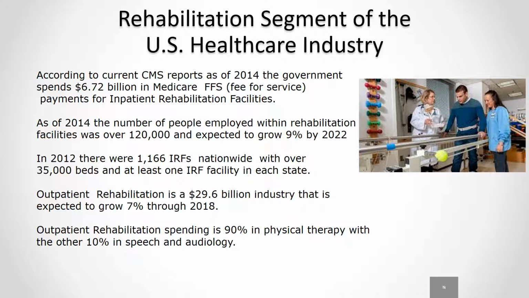Outpatient rehabilitation is a $29.6 billion industry that is expected to grow by 7% through 2018. Outpatient rehabilitation spending is 90% in physical therapy, with the other 10% in speech and audiology.